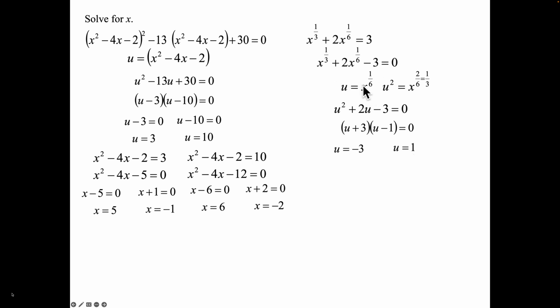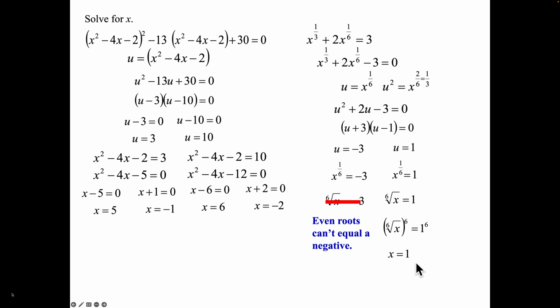Bring back your x to the 1/6. Well, this is just like when we had 1/5. We'll call that the 6th root of x equals negative 3. Wait a minute. That's an even root. Even roots can only be equal to positive numbers. Throw that out. 6th root of x is equal to a positive 1. Take it to the 6th power. It's still 1. There's my final answer.